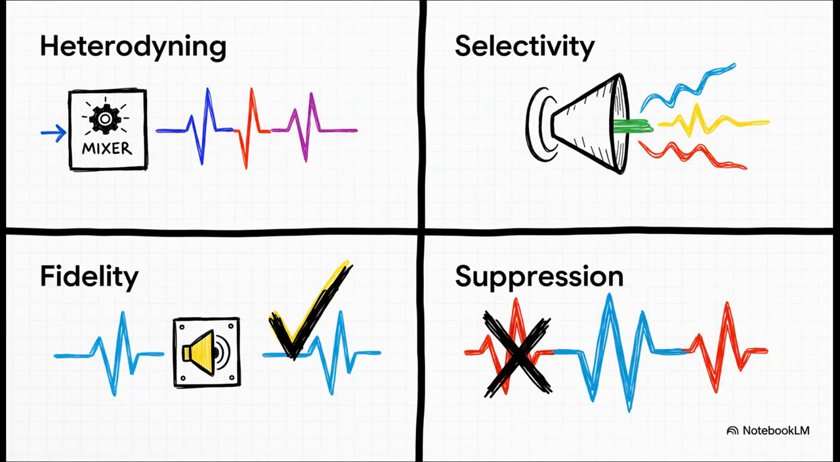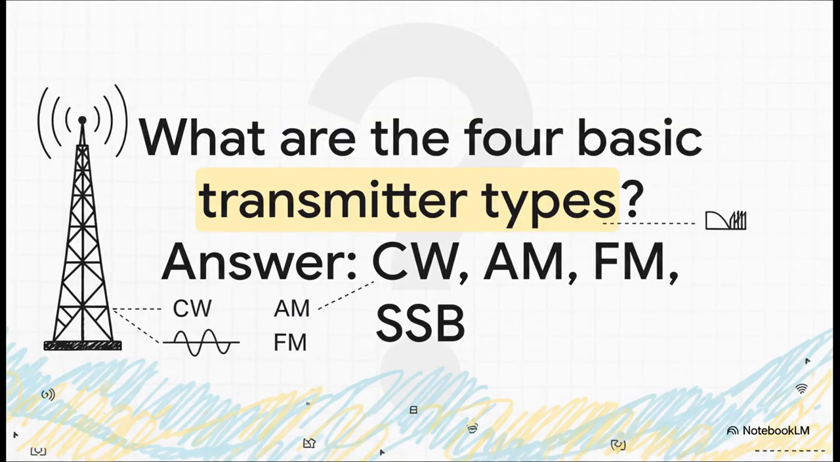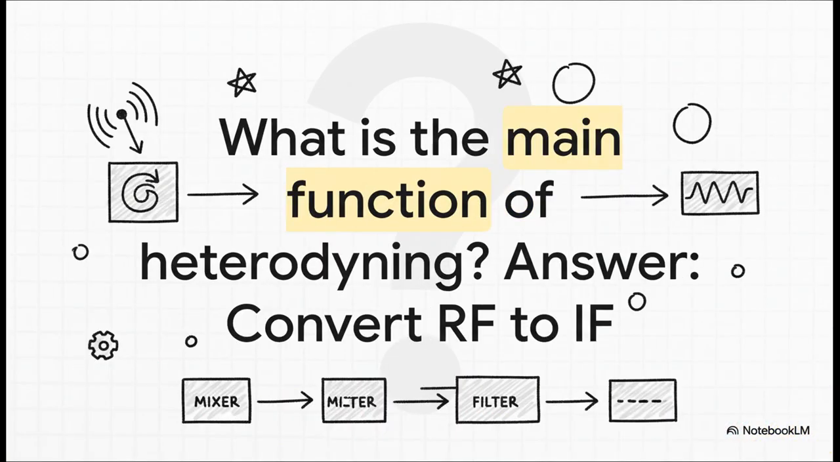Got it? Good. Okay, time to test yourself. Question number 1. Can you name the 4 basic types of transmitters that we talked about today? Take a second to think. All right. The answer is continuous wave, or CW, amplitude modulation, AM, frequency modulation, FM, and of course, single sideband, SSB. How'd you do?